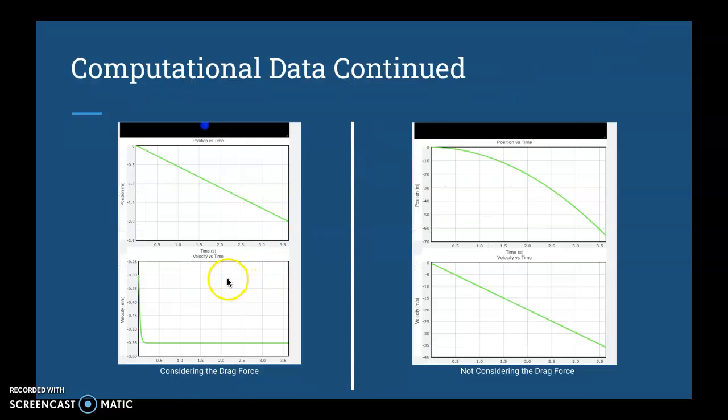On the left, you can see the graphs that GlowScript presented considering drag force and not considering drag force. The key takeaways are the shapes of the graphs. As you can see, there's a y asymptote in the velocity versus time graph considering drag force, and there's a negative and linear slope when not considering the drag force.